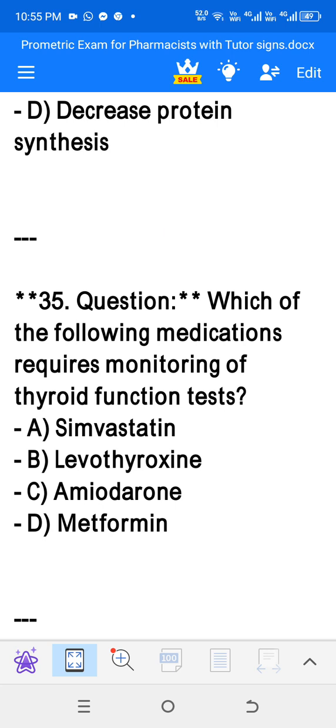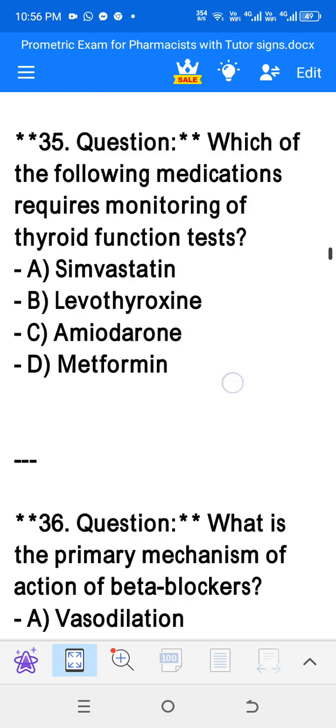Next, which of the following medications requires monitoring of thyroid function tests? A. Simvastatin. B. Levothyroxine. C. Amiodarone. D. Metformin. The right answer will be C. Amiodarone. Amiodarone can cause thyroid dysfunction due to its high iodine content and should be monitored with thyroid function tests during treatment.